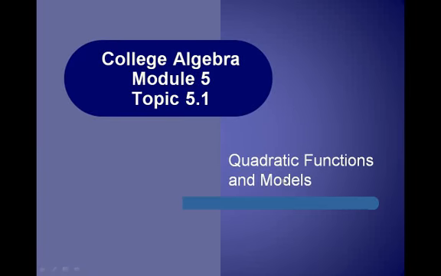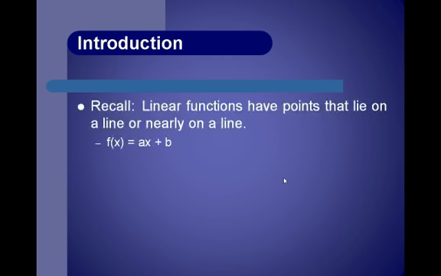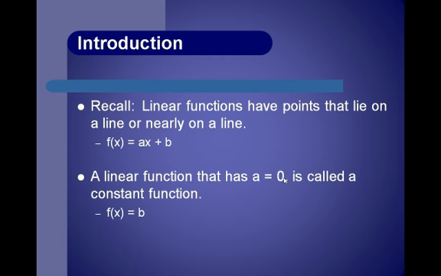College Algebra, Module 5, Topic 5.1, Quadratic Functions and Models. Recall that linear functions have points that lie on a line or nearly on a line, and linear functions look like f of x equals ax plus b. A linear function that has a equals 0 is called a constant function.